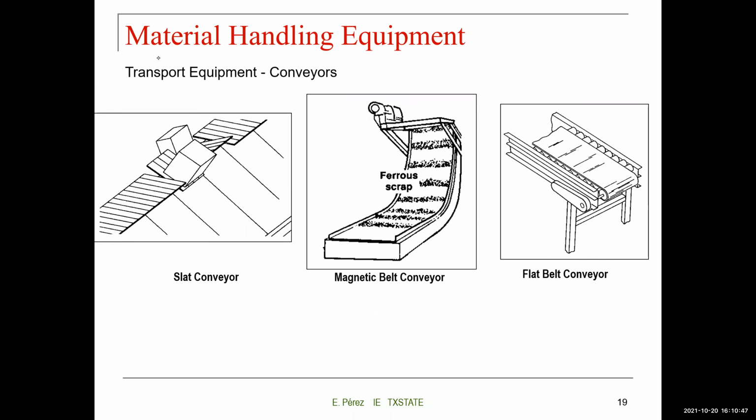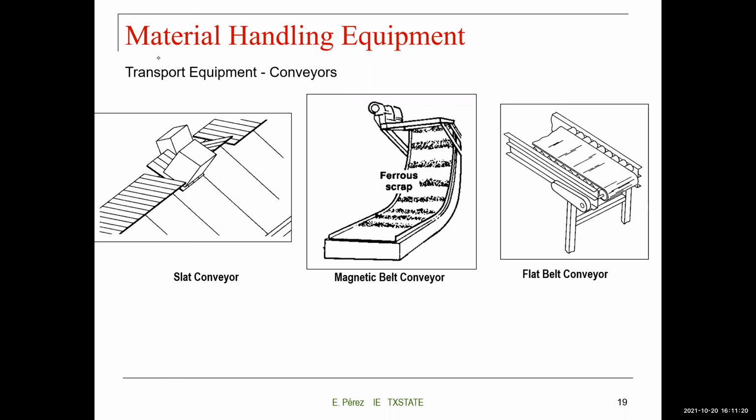The slat conveyor is also typical in those UPS and FedEx warehouses. Once you know where the package is going, it will move the ramp at some point to separate the packages. Magnetic belt conveyor, these are not very common, but I guess there's some specific industry in which you want to separate your materials. So having a magnetic belt will allow you to do that.